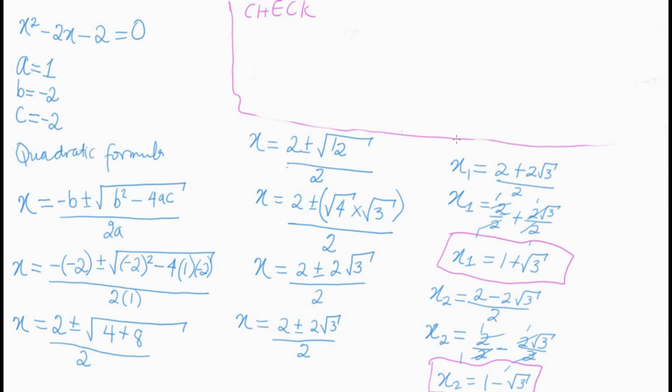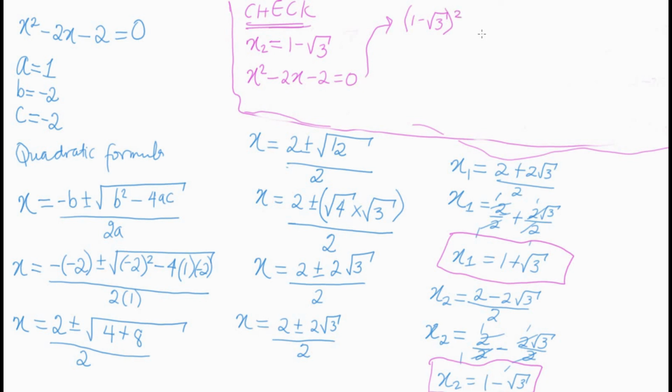So back here, now we're going to do this. So this is the check. What we have is x sub 2 equals 1 minus root 3, and we're going to put this value here back into this equation. So we put that into the value of x squared minus 2x minus 2 equals 0. So we come here to do (1 minus square root of 3) squared minus 2 times (1 minus square root of 3) minus 2 equals 0.